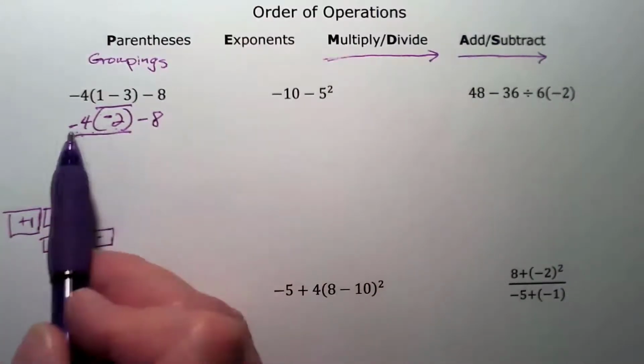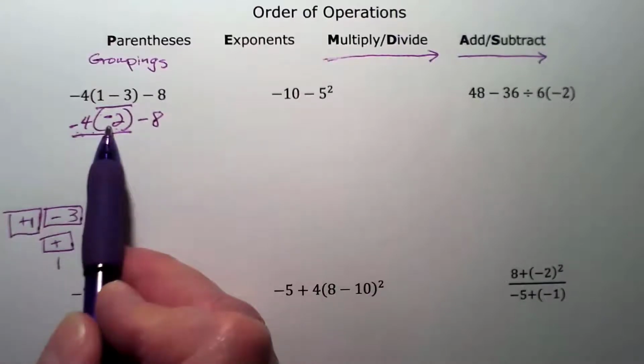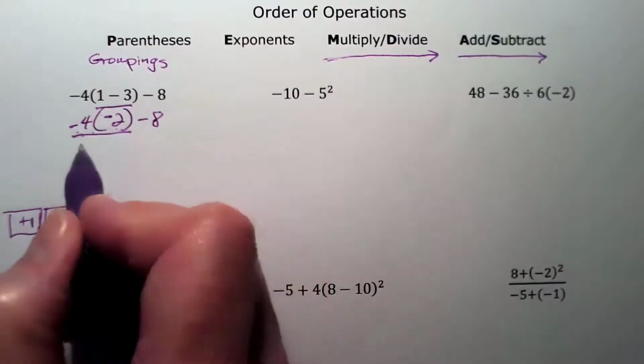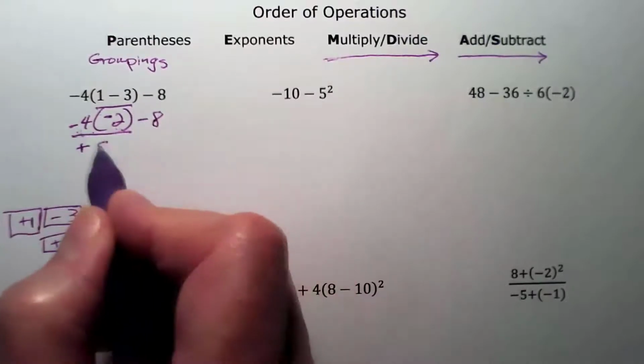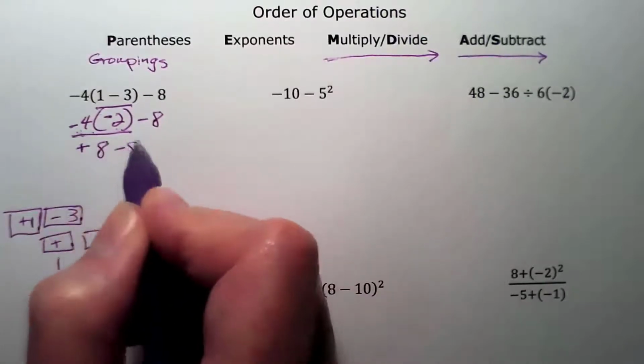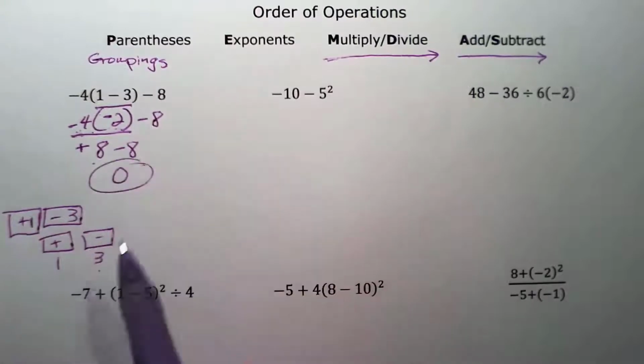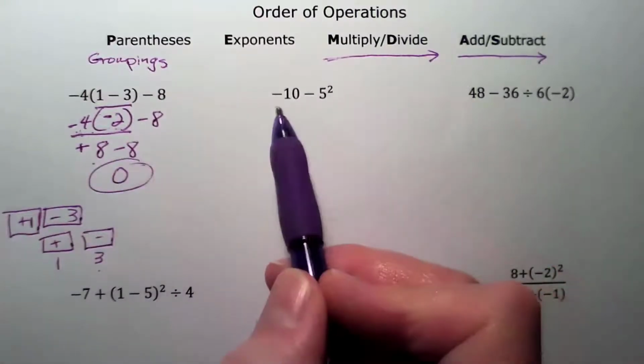Negative times negative, that means I have 2 negatives. That's an even number, so I know my answer is going to be positive. 4 times 2 is 8. Now I have 8 minus 8 is 0. Okay, so that's one problem. Let's move on to this one.